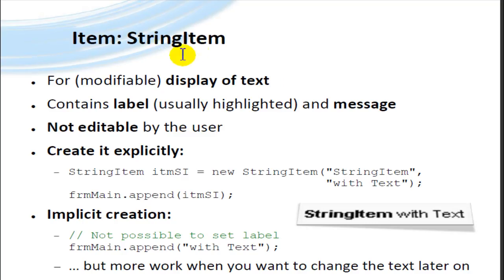Similarly, we have a string item. For a string item you can't edit it. You want to put some labels on a form, so you have to first create a string item type. For example, I say StringItem si is a new StringItem, and I put in something on that. This is the text which should be displayed, and then I have to append that to form main, append this item si, or I could say directly formMain.append with the text. In that case I don't need the item; it's a shortcut. You can understand it quite easily.